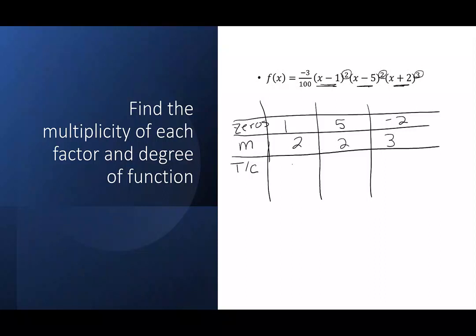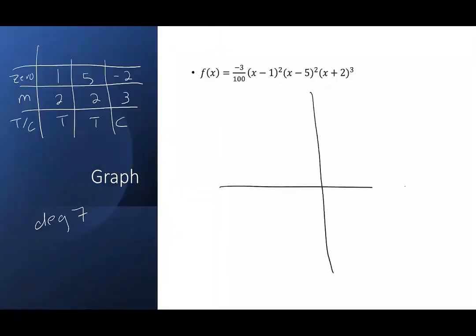2 and 2 even, so that's going to be touches. 3 is odd, so it will cross. Overall, the degree comes from 2 plus 2 plus 3, which is 7. So I have an odd one this time. Odd makes me think I'm going to have opposite end behavior when I get to the graph. So we'll start with the little xy axis. I brought our chart back over so we know our zeros are at positive 1, positive 5, and negative 2.